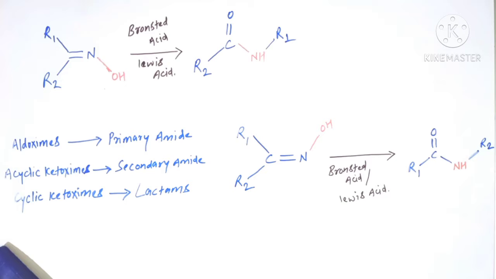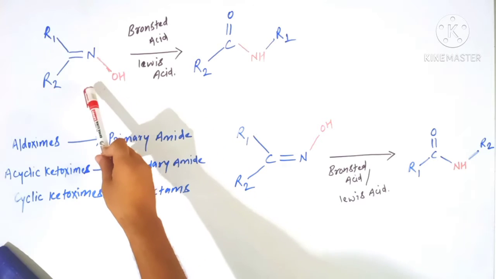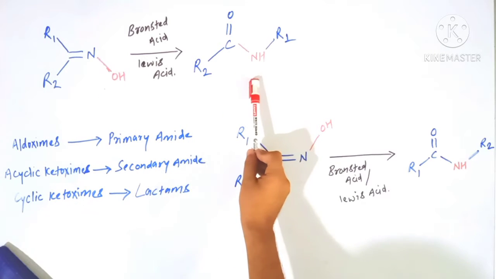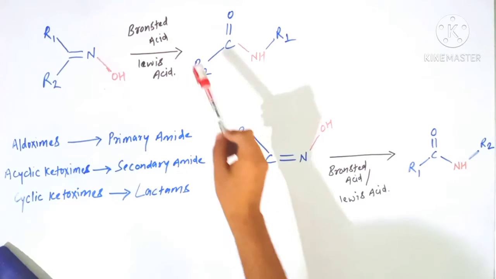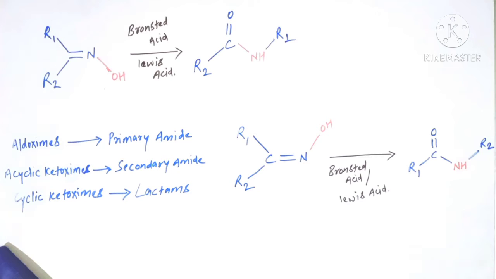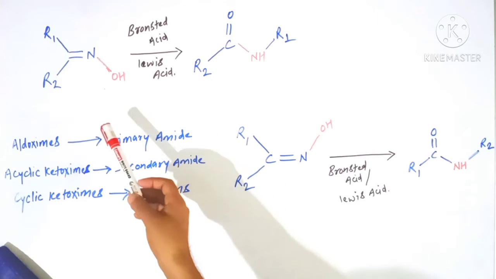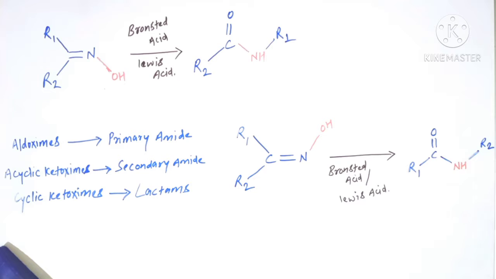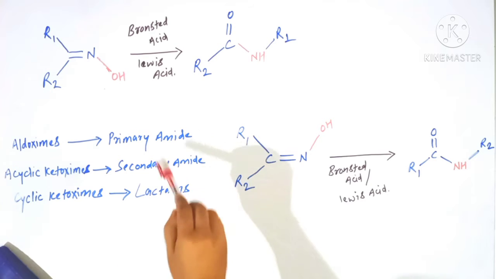Today in this session we will discuss Beckmann rearrangement. Beckmann rearrangement involves conversion of both aldoxime or ketoxime to the corresponding amides in the presence of Bronsted acid or Lewis acid. This conversion results into following amides.